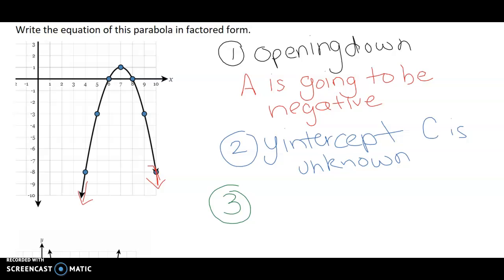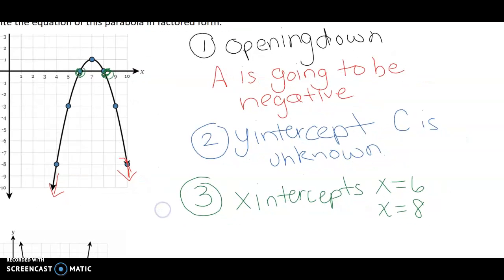is that we're going to use our x-intercepts to help us write our factors. So here are our x-intercepts: x equals 6 and x equals 8, because that is where the graph crosses the x-axis. If those are our x-intercepts, this is where we have to work backwards to find our factors.